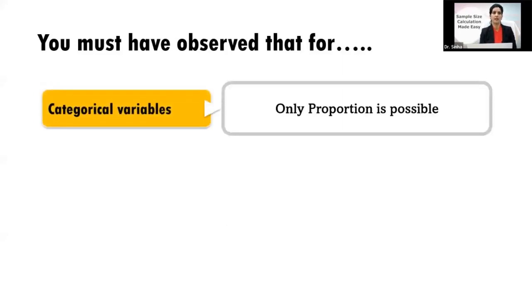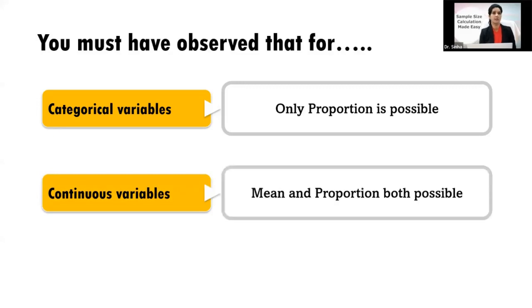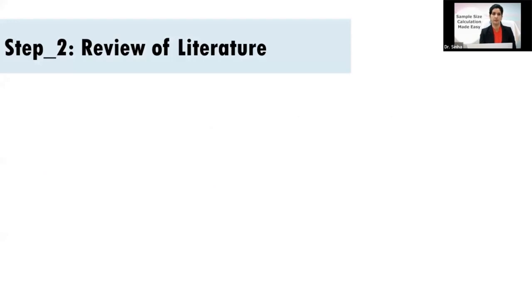So for a categorical variable, only proportion is possible. For a continuous variable, both mean and proportion are possible, because if it is a continuous variable, anytime you can take any cutoff and convert the continuous variable into a categorical variable. So that was the first step which we discussed.